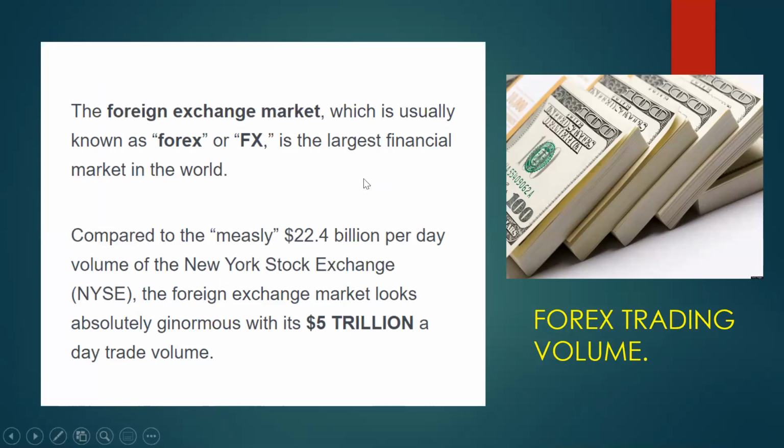Now let me proceed to the second definition of forex so we understand it very well. The foreign exchange market, known as forex or FX in abbreviation, is the largest financial market in the world, because everyone needs money, everyone uses money, everyone trades with money. So that makes it the biggest market in the world. You can compare it to the measly 22.4 billion daily trading volume of the New York Stock Exchange.